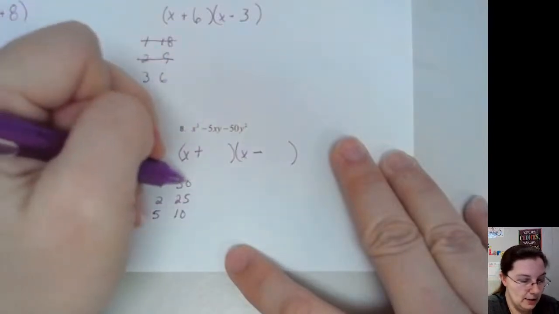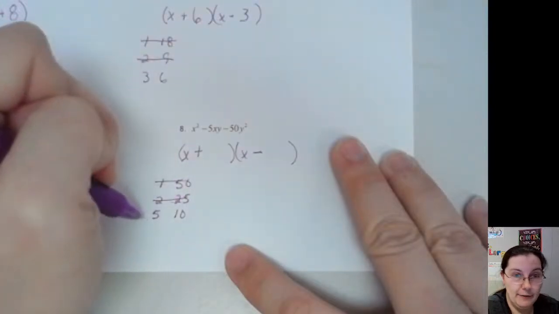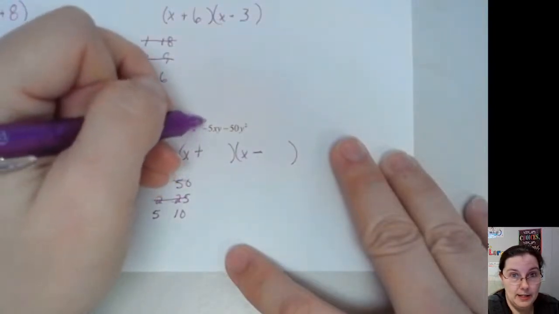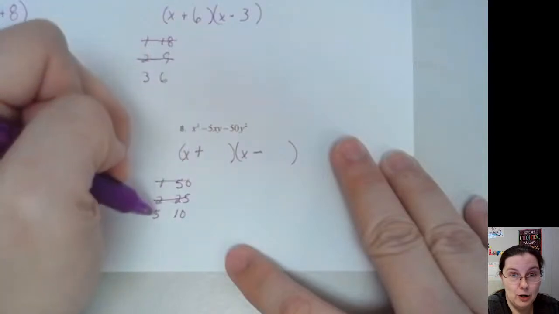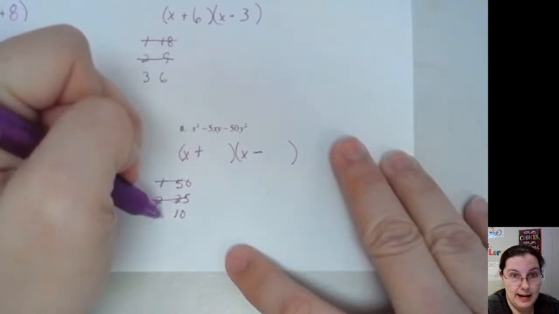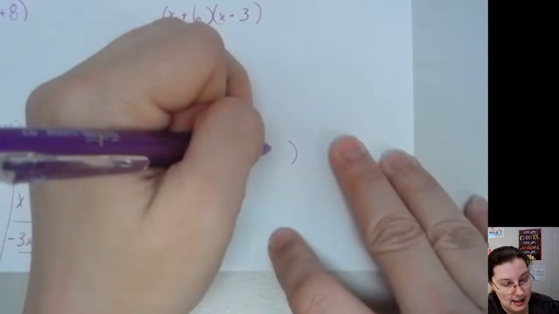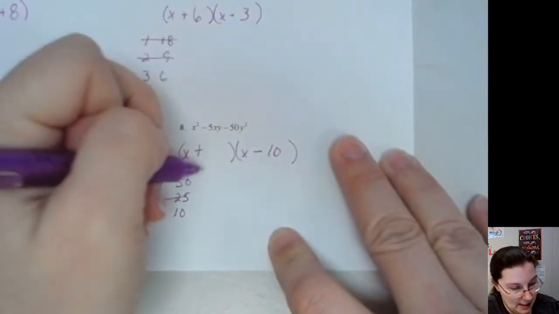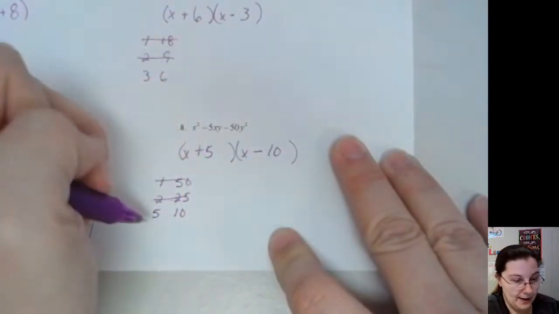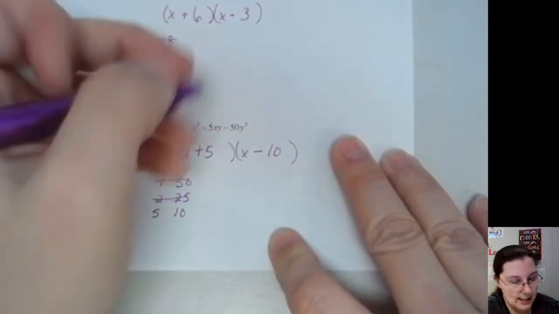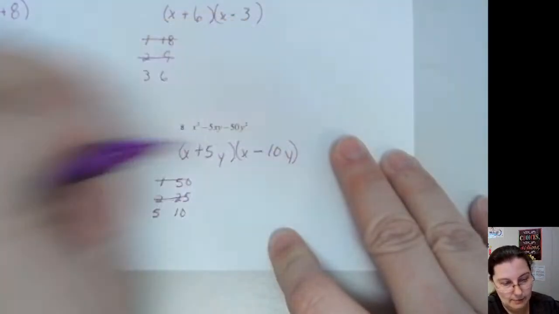All right, so now I have to get to a 5. 1 and 50 won't get to a 5. 2 and 25 won't get to 5, so that means 5 and 10. So this is negative. Because that's negative, my greater factor needs to be the negative, which happens to be the 10 in this case. So I'm going to put 10 here, and my smaller one is going to go here. And then, because I still have that y squared, I'm going to split it on each one.